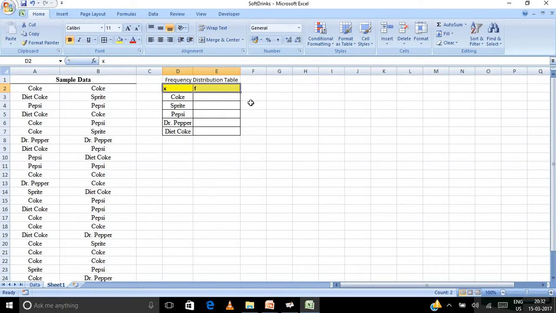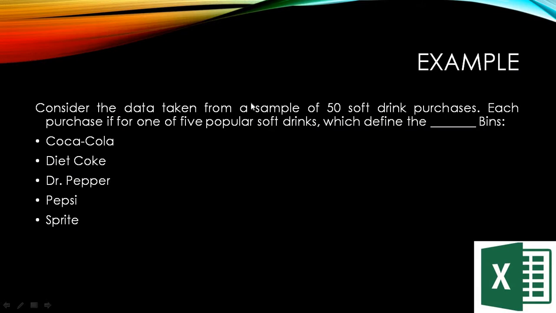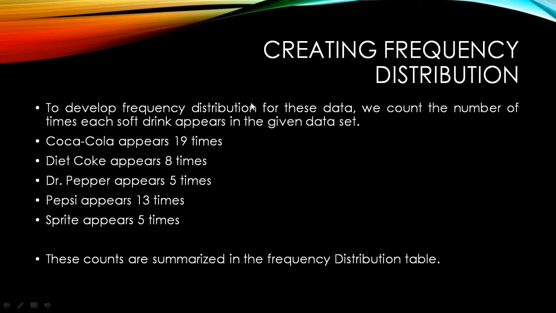Now I have my Coke, Sprite, Pepsi, Dr. Pepper and Diet Coke. How do I find the frequency? If I count, I'll have Coca-Cola appearing 19 times, Diet Coke 8 times, Dr. Pepper 5 times, Pepsi 13 times, Sprite 5 times. If I put these numbers in my frequency distribution table, I get the frequency. But don't you think this is a very tedious task? Isn't there any simpler way of doing it? Let's learn the simpler way.